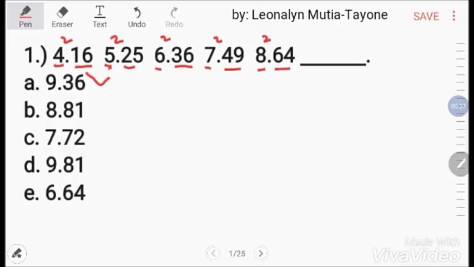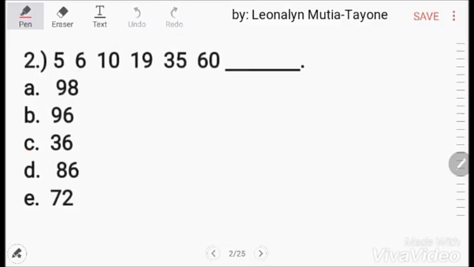So, meron ka ng pattern agad nakita. 4, 5, 6, 7, 8, 9. Kung i-squared mo si 9, maging 81. So, the answer is letter D, 9, 81.